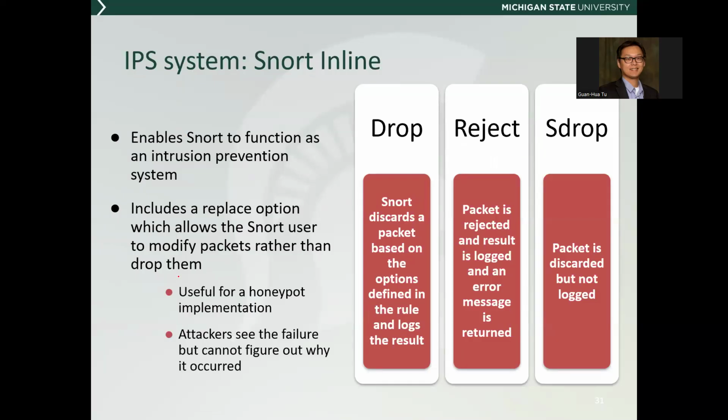So Snort has another version called Snort inline. It can support drop, reject, and silent drop. These three operations are considered the operations required by the IPS. So we can discard the packet and we can even send a reject to the sender. We can terminate their TCP connection and we can terminate their application sessions. So that's why the IPS can prevent potential intrusion rather than just detect it.